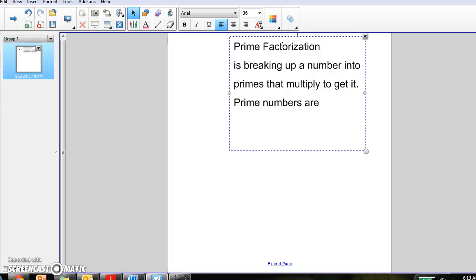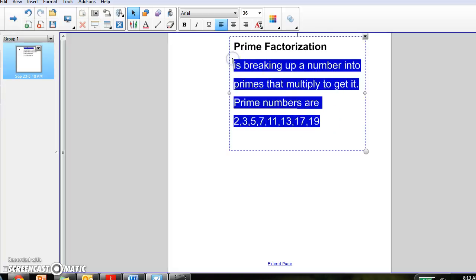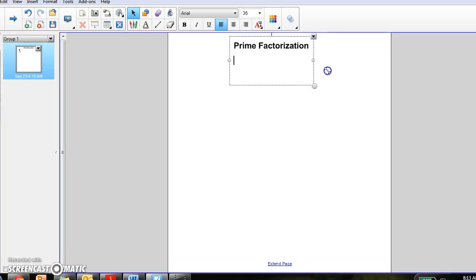are 2, 3, 5, 7, 11, 13, 17, 19. Okay, so prime factorization is what we're going to talk about today. And we're going to work on breaking up a simple number into multiple primes that multiply to get it. So I'm going to show you a couple different examples of what prime factorization is.